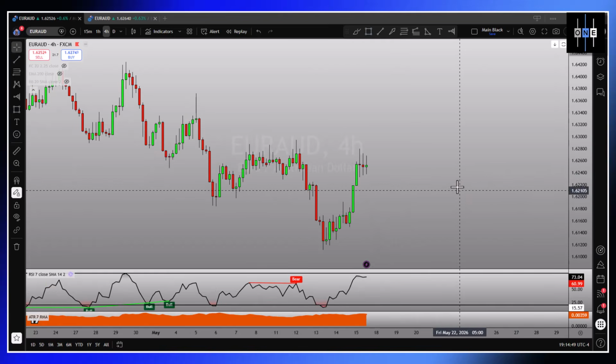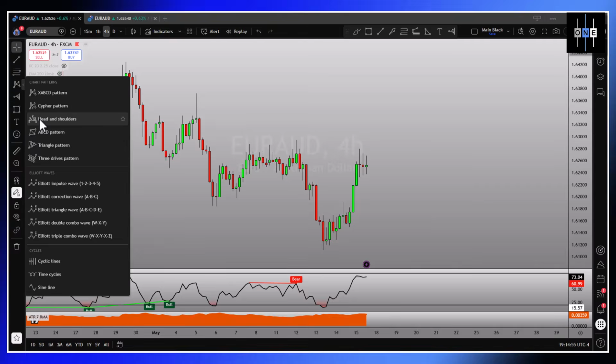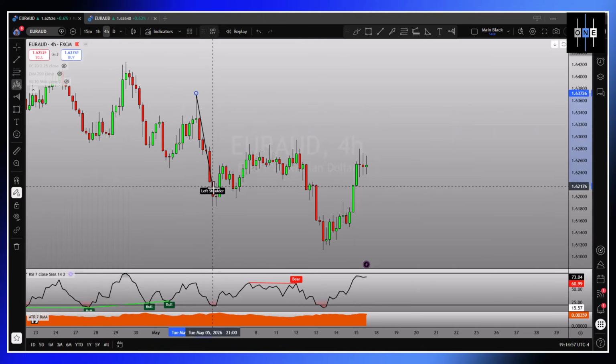But that push up is setting us up for a potential head and shoulders pattern. Now, we're still early in, so I won't spend too much time on this, but here's what it looks like. Our first move down right here is going to be our left shoulder.